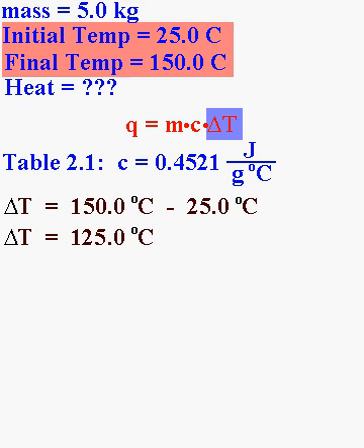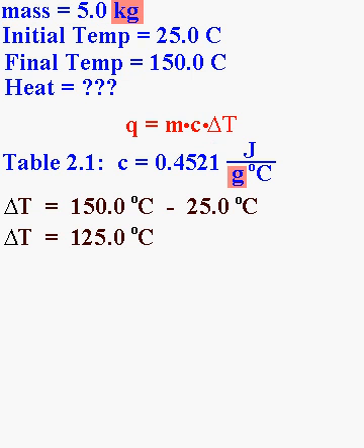Okay, now we're ready to use our equation, right? Well, not quite. We have a unit problem. Look at the mass. The mass is given in units of kilograms. However, the specific heat is given in units of joules per gram degree Celsius. Those units aren't consistent. We've got to make these units consistent before we continue. So, we need to convert one of the units.